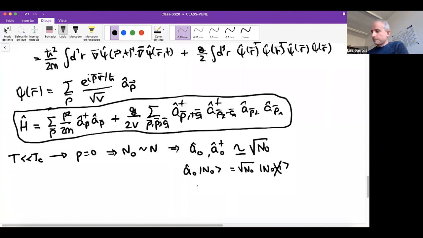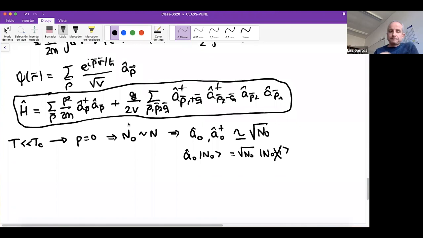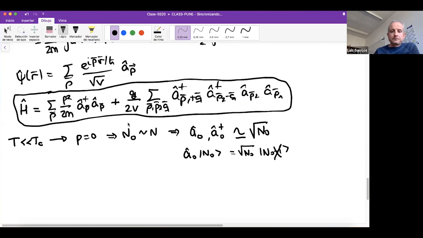Okay, and now let me tell you what my plan is with this equation and why I want to go to this. What we will obtain is basically the condensate, and we will have a look at the excitations on top of the condensate. In addition to the condensate, there are excitations, which can be just quantum fluctuations in my system, or temperature effects which will populate these excitations. And then we will have a look at the nature of these excitations.